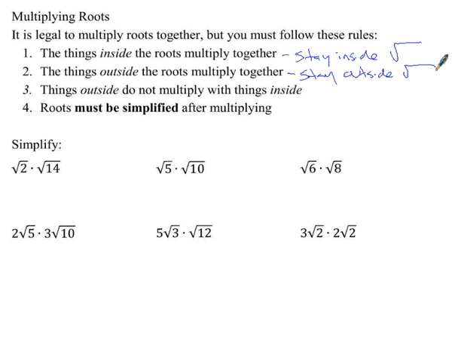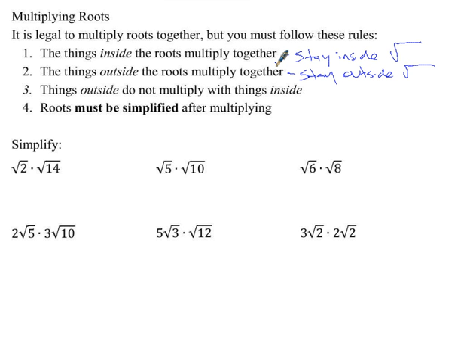If they're outside, they multiply together. If they're inside, they multiply together. If they're in 2 separate places, they do not multiply together. So things outside stay outside. Roots must be simplified after multiplying. So you can do this, but then remember what we just learned. You always have to simplify the root once it's done.